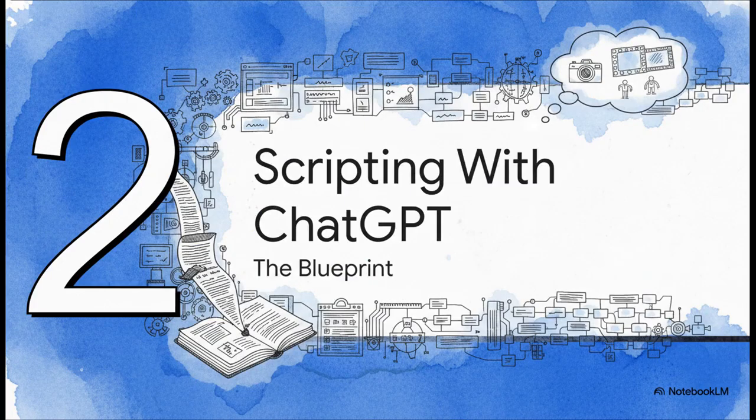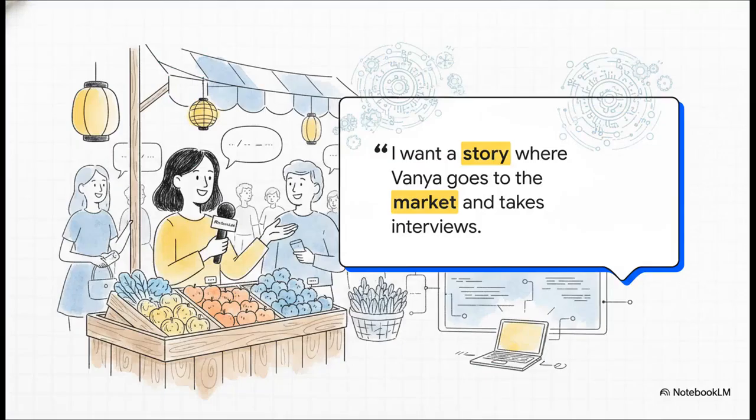Moving right along to Section 2, scripting with ChatGPT. This is our blueprint. Every great project starts with a rock-solid foundation. I mean, if your story isn't clear, no amount of flashy AI generation is going to save it. So we kick off the process with a foundational prompt. You just open ChatGPT and type, I want to create a story where Vanya goes to the market and takes interviews of shopkeepers. I want actions of Vanya along with dialogues. She should say something in each scene.